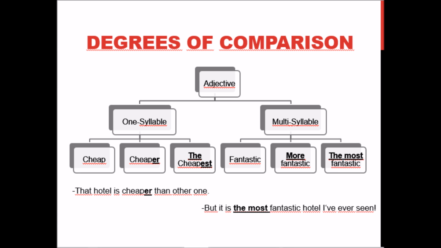Degrees of comparison. If an adjective has one syllable, such as "cheap," we make it cheap, cheaper, the cheapest. If the adjective has multiple syllables, we make it, as in "fantastic," more fantastic, the most fantastic.